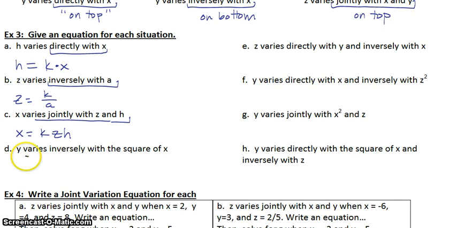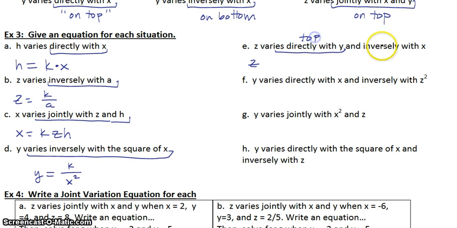So let's do D. Y varies inversely with the square of X. So first of all, inversely means it's going to be on bottom, and there's always a K there. The square of X would be X squared. So my equation is Y equals K divided by X squared for that one. Alright, let's go more difficult. Look at E. Now, Z varies directly with Y, inversely with X. So that means Y is going to go on top with the K, X is going to go on bottom. Z equals KY divided by X.